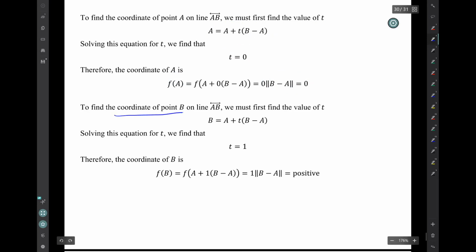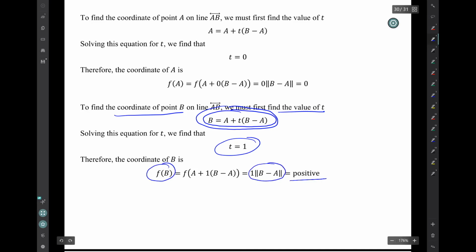To find the coordinate of B, we must also find the value of t that works for point B. Well, let's build this equation. B is on that line, so B has to be of the form A plus t times (B minus A). If we solve that for t, we find that t is equal to 1. So that means that the coordinate of B is this quantity, which is a positive quantity.